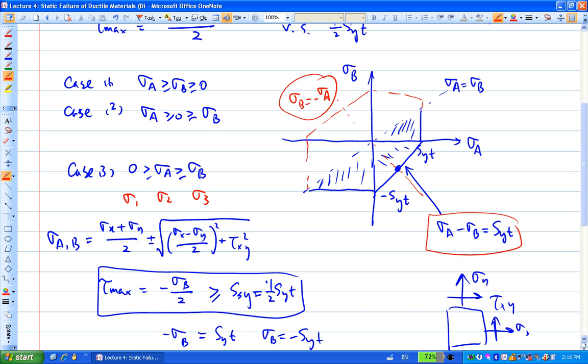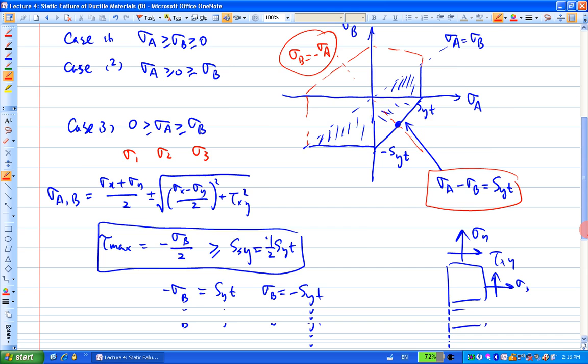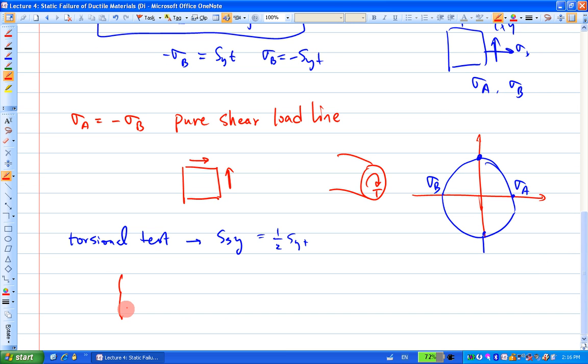It's very easy. If you solve this, essentially, if you solve sigma A equal to negative sigma B, and the other one, sigma A minus sigma B equal to SYT, you will see that sigma A equals SYT over 2. So sigma A here is SYT over 2.